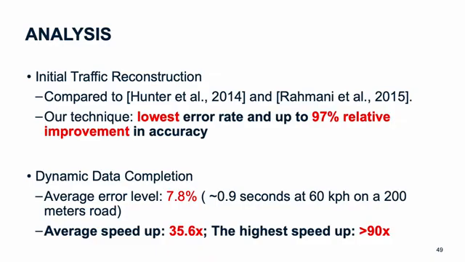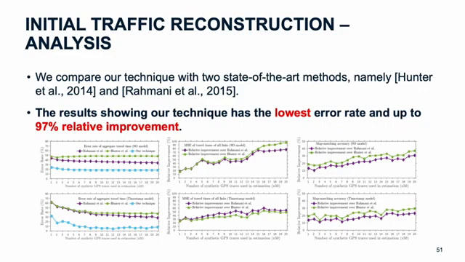So in the initial traffic reconstruction, we compare our approach on the map matching algorithm to prior work. We found that our technique achieved the lowest error rate, up to about 97% relative improvement in accuracy. When we incorporated dynamic data completions, the second stage of optimization, the bi-level optimization, we further reduced the errors down to about 7.8%. So the average speed up overall is about a factor of 36 times faster. And the highest speed up that we observe is about 90 times faster.